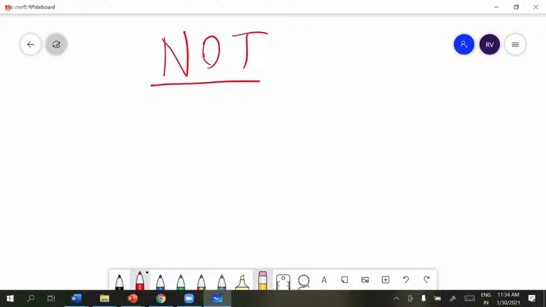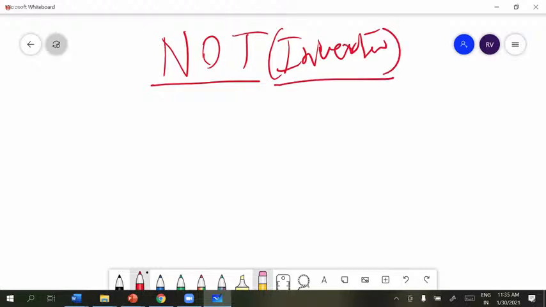The output is the complement of the input. So the other name is inverter. We draw this NOT gate. This is the symbol of a NOT gate. By mistake, if you forget this bubble, then what is it called? Buffer. So that's why this is a NOT gate or inverter.